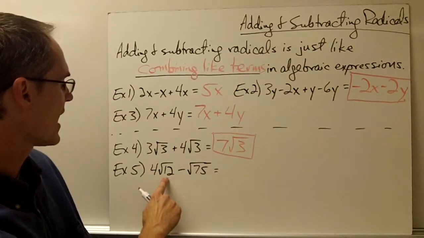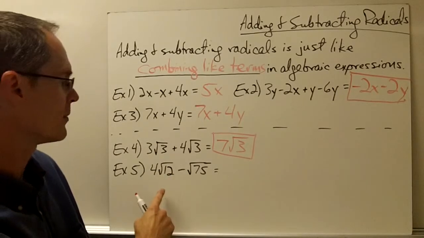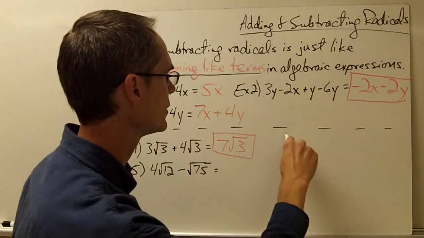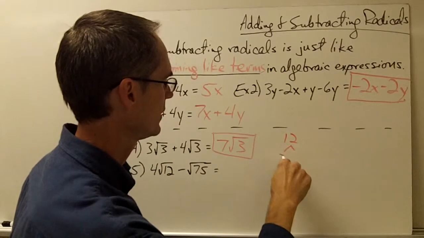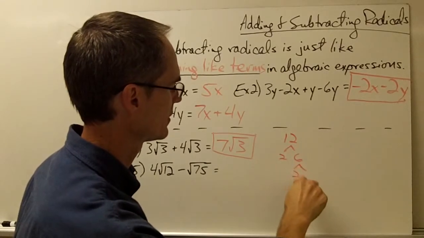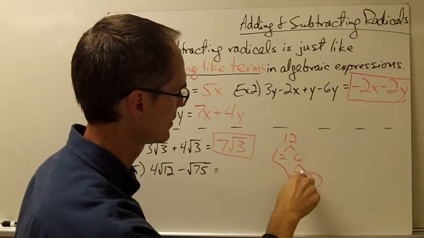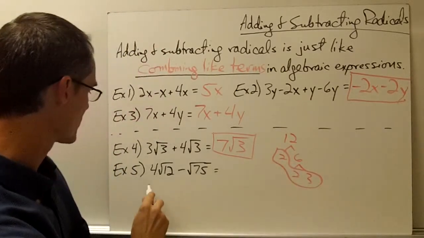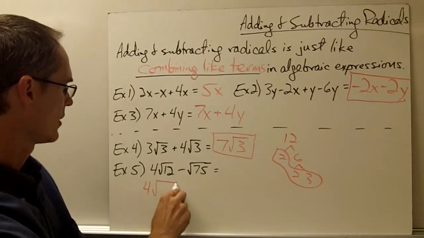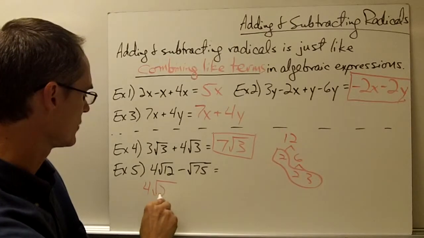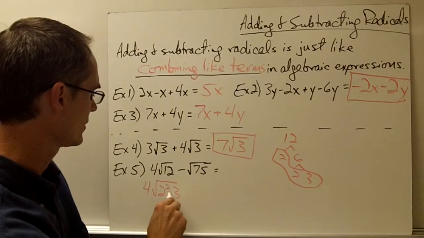So I know how to simplify radical 12. I'm going to need some factor trees. So let's see, 12, that's 2 times 6. 6 is 2 times 3. So this is 2 times 2 times 3, so this is 4 times, let's see, 2 squared times 3.